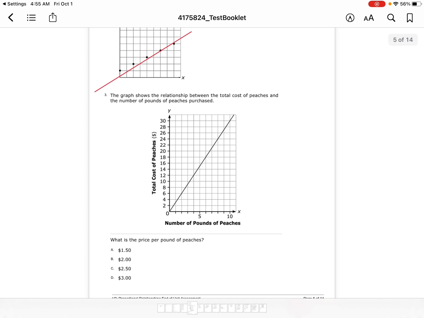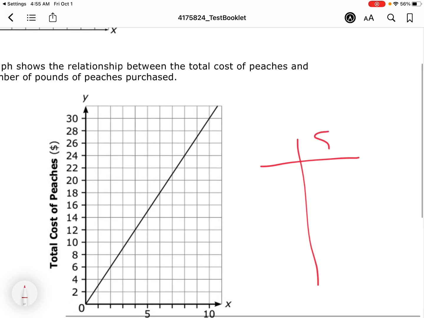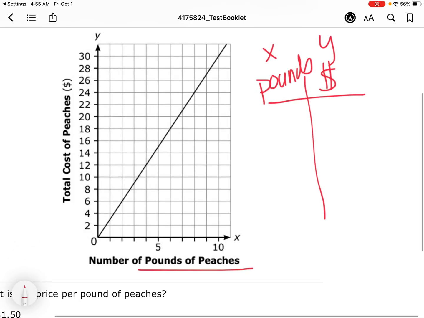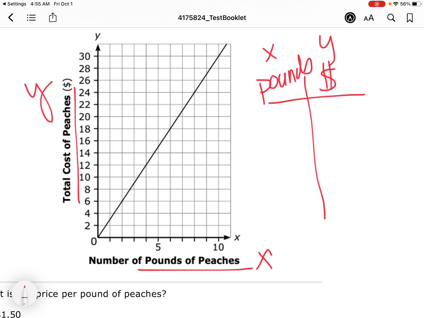All right, the next one says the graph shows the relationship between the total cost of peaches and the number of peaches purchased. So I'm going to make myself a table, and I'm going to do the cost and the pounds. So that's my X and that's my Y. And I know that because it says pounds of peaches on the X-axis and cost of peaches on the Y. So then I'm looking up my line for a place where it's in the crosshair, which is right there, where it's in that corner of the box and the line intersects. So that's going to be (2, 6). So 2 pounds of peaches cost $6.